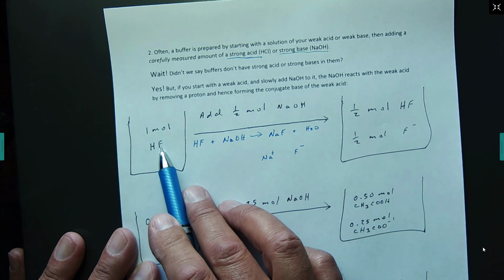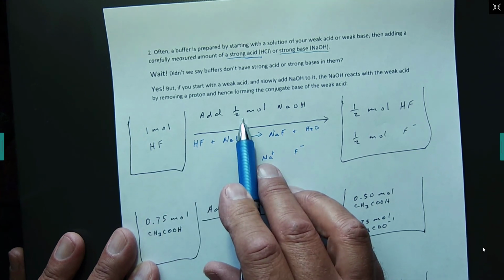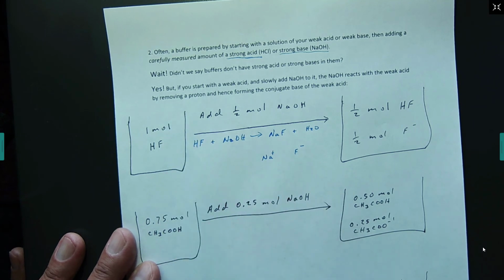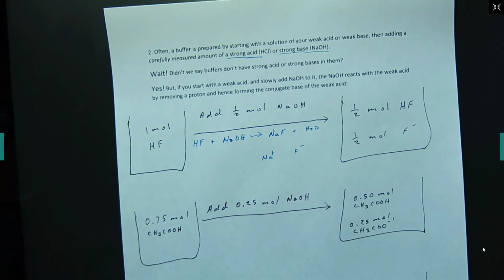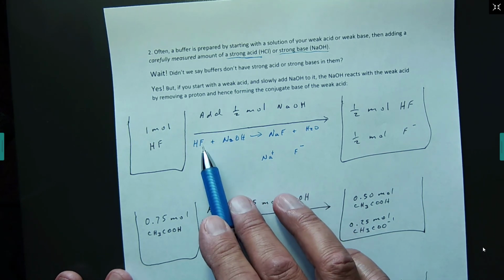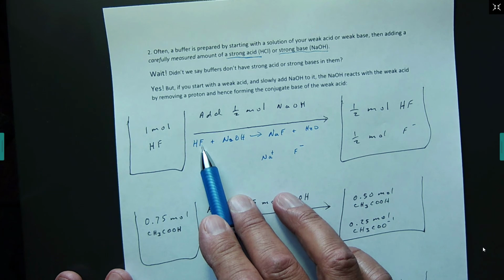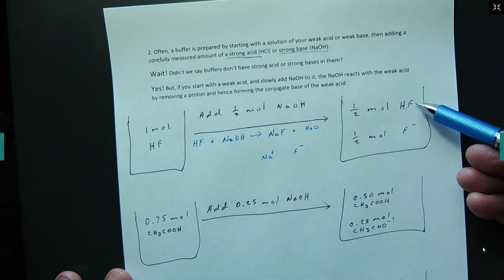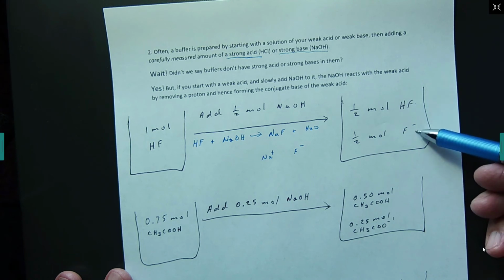If I have 1 mole of this, I add half a mole of this. I just dumped half a mole of sodium hydroxide into my beaker, but my beaker contains no sodium hydroxide at all. Why? The sodium hydroxide reacted with the HF. And what's in the beaker? Half a mole of this stuff, half a mole of this stuff. That's a buffer solution.